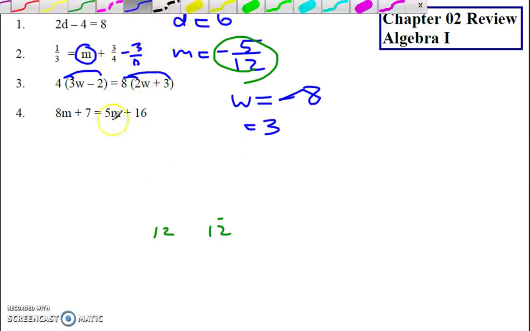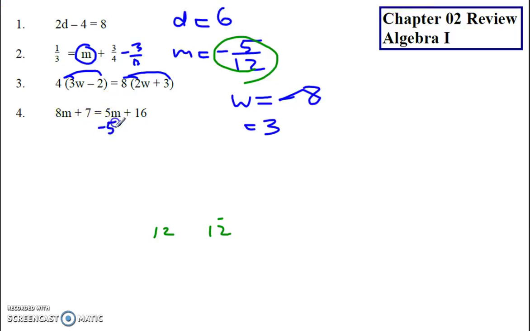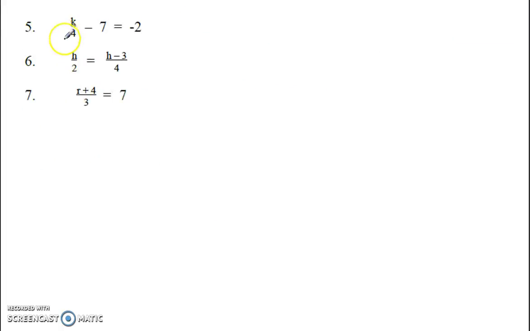Number 4, if we have a variable term on each side, eliminate one of them. I usually lean towards eliminating the smaller one, minus 5m on each side, then that cancels out, and we have 3m plus 7 is equal to 16, and then safety circle here. Subtract 7 and divide by 3. Alright. Let's see. Next page.